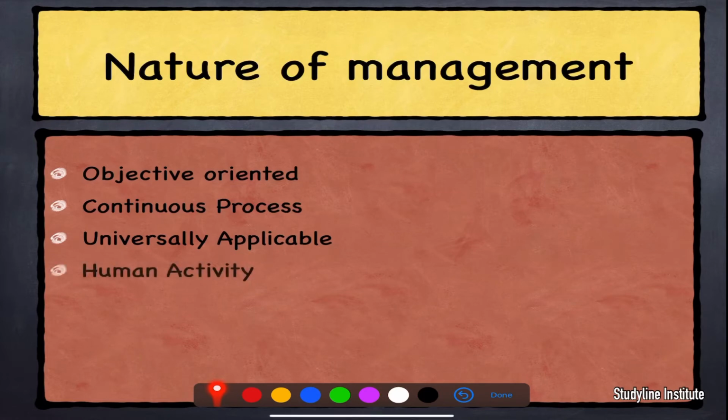Now, human activities. Human activities means there are employees, there are machines, but we need to have a human.